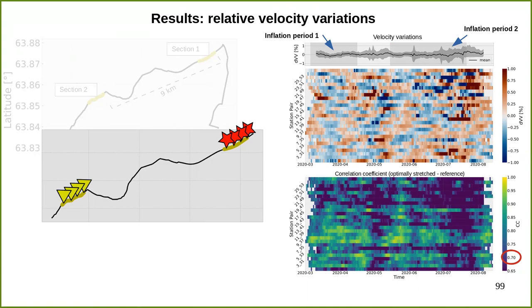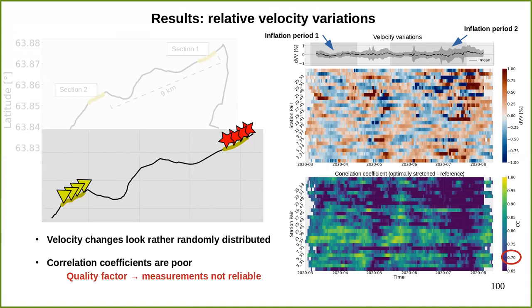So as we are analyzing more or less the same area, we would expect a high match between the results for different station combinations. However, although a certain spatial coherency seems to be present, the velocity changes look rather randomly distributed, and also the correlation coefficients are pretty poor, which indicates that the measurements are not reliable.